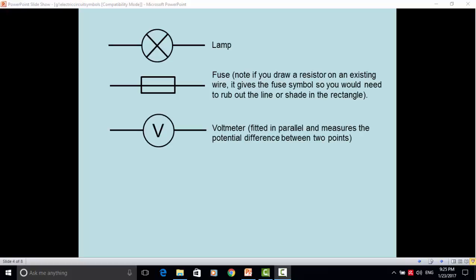This is a voltmeter, which goes in parallel and measures the potential difference between 2 points. An ammeter is fitted in series and measures the current.